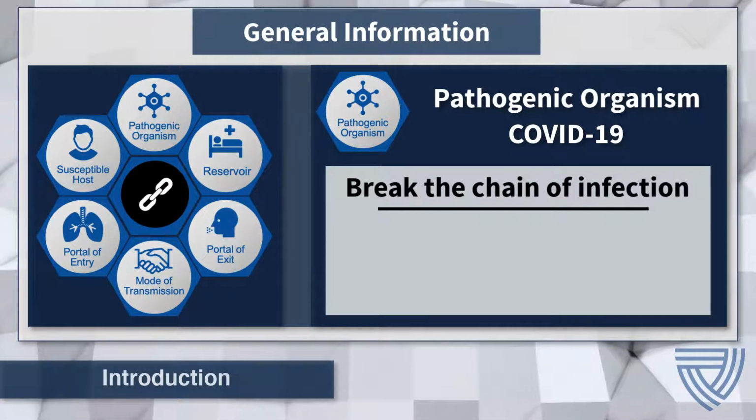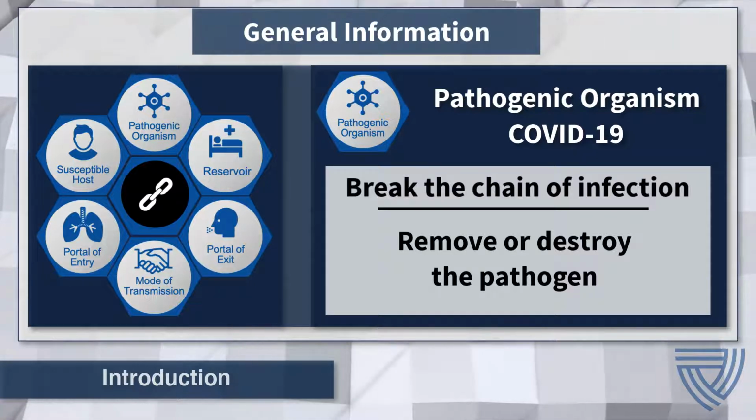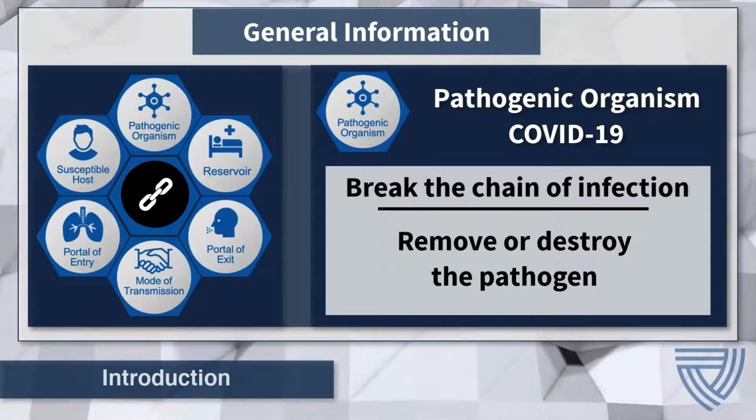To break the chain of infection and prevent the spread of a pathogen like COVID-19, the pathogen must be removed or destroyed. A healthcare worker performing hand hygiene with alcohol-based hand rub to disinfect their hands is an example of breaking the chain of infection by destroying pathogens.